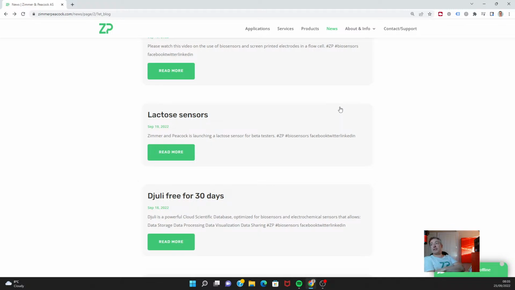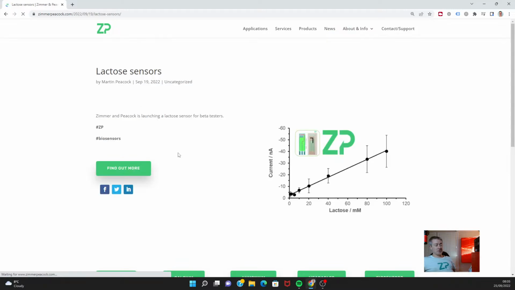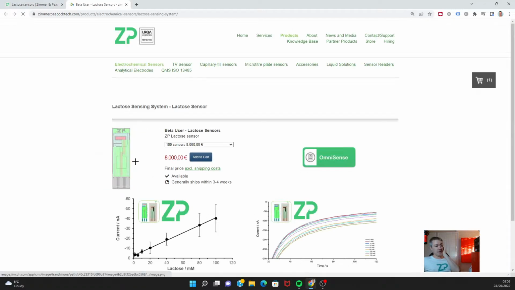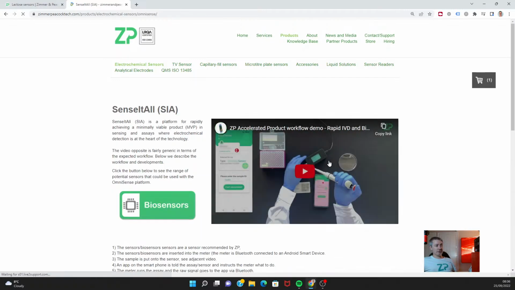Now, I keep using this term sensor to API, and as part of that, something I'm very excited about this week is the lactose sensor. Lactose, some people unfortunately are intolerant to it. It appears a lot in dairy products. And at Zimmer Peacock, as part of our sensor to API technology, we do have a lactose sensor as well. What we expect is that developers of technologies will be able to get these lactose sensors off us. They'll be able to get onto our sensor to API platform.